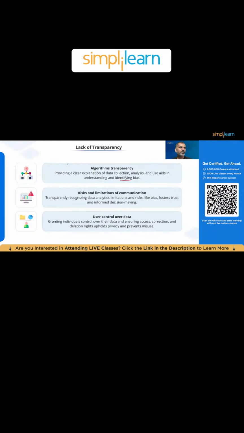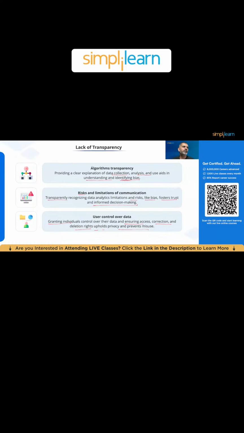But when we say lack of transparency, that can introduce some risks or issues in this process. If we talk about algorithm transparency, it provides a clear explanation of data collection, analysis, and use, and aids in understanding and identifying the biases. If we talk about risk and limitation communication, transparently recognizing data analytics limitations and risks, like biases, fosters trust and informed decision making. And user control over the data means you are providing control over their data and ensuring access, correction, and deletion rights, which uphold privacy and prevent misuse. So when you introduce transparency, at least you have to address these things.